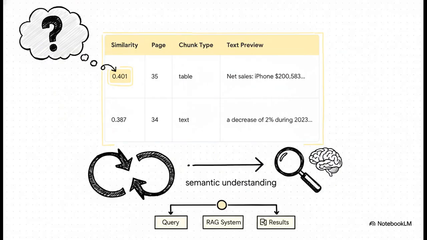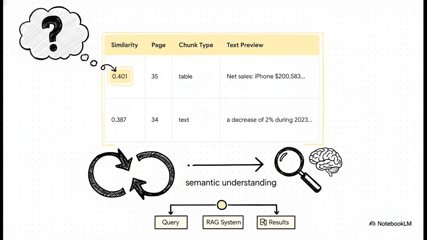And would you look at that? The results are amazing. What's so cool here is that top hit. With a similarity score of over 0.4, the system found a table on page 35. Our question didn't say find a table or look for iPhone sales. It understood that net sales was a numerical concept, and it correctly identified a table chunk as being the most semantically relevant piece of information. That right there is the magic of semantic search.